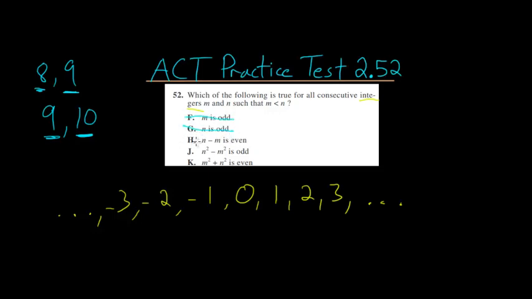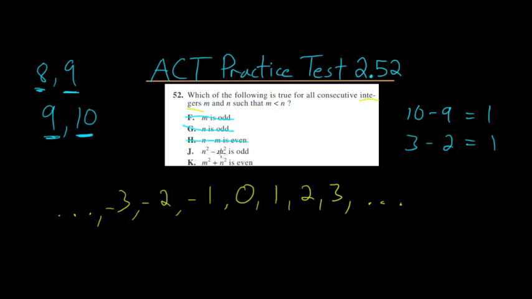Now we have to look at H: n minus m is an even number. So in general, when you're subtracting two consecutive integers, one from the other, you're always going to end up with 1. Since 10 minus 9 is 1, or if I chose 3 and 2, 3 minus 2 would be 1 as well. And 1 is an odd number. So H can't ever be true.